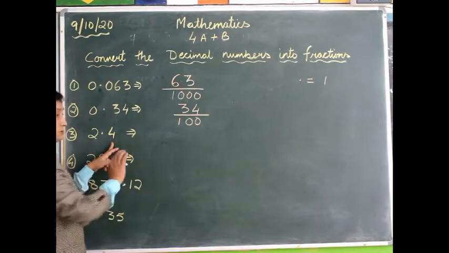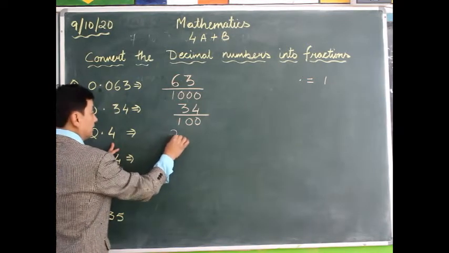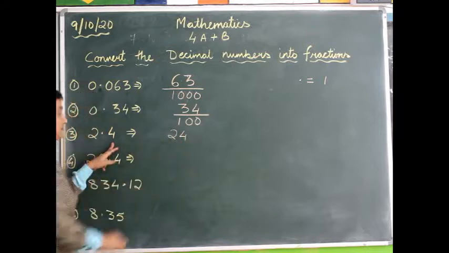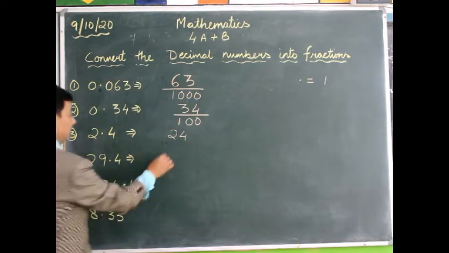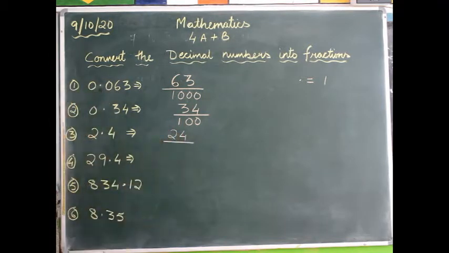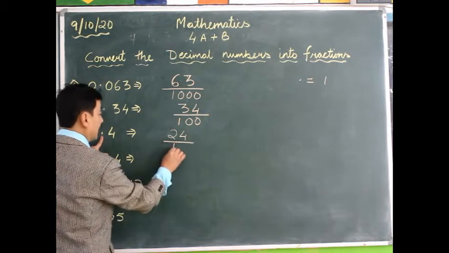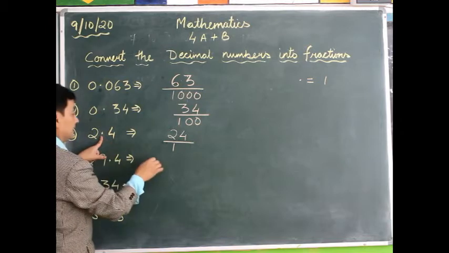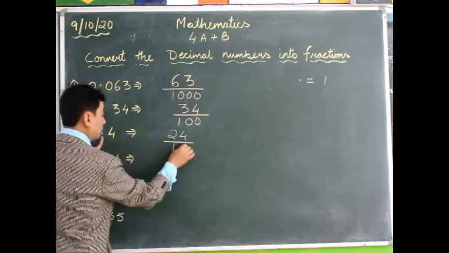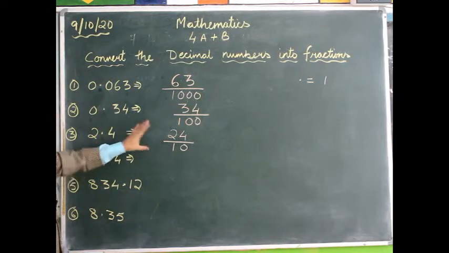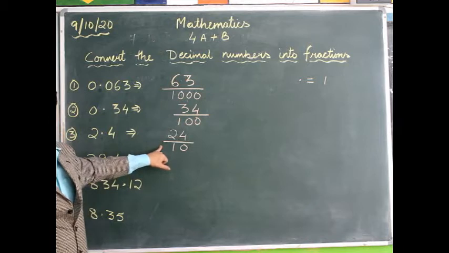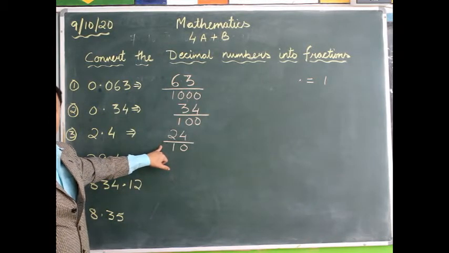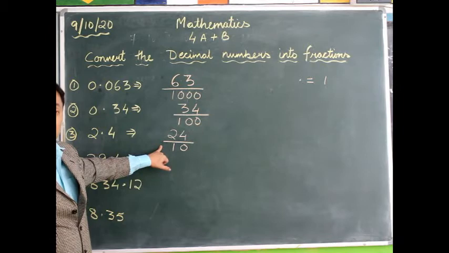Okay? So we have 2.4. Now, do not write the point, just write 24. Got it? 24. No point there. Now put your finger on the point. This point changes into 1. And how many numbers after the point? One number. So put 10. Now we can change this into a different number because it is an improper fraction, and we know how to convert an improper fraction into a mixed number.